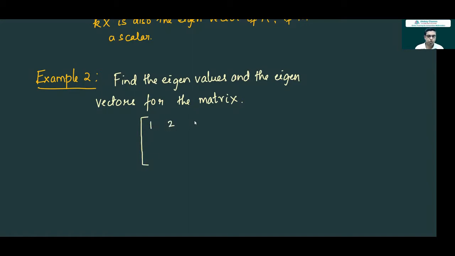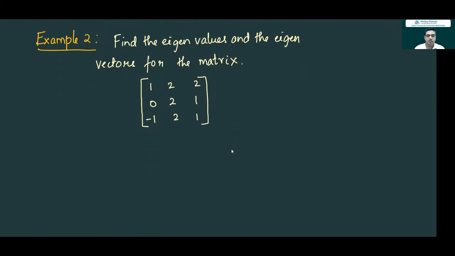1, 2, 2, 0, 2, 1, minus 1, 2, 1. This is the matrix. So now please participate with me. Tell me the steps. For this example, I will solve, but I want you to participate along with me. So let this be A.